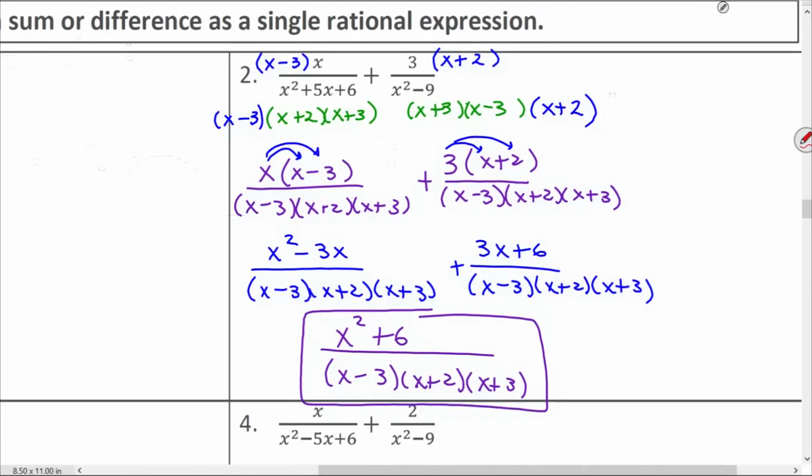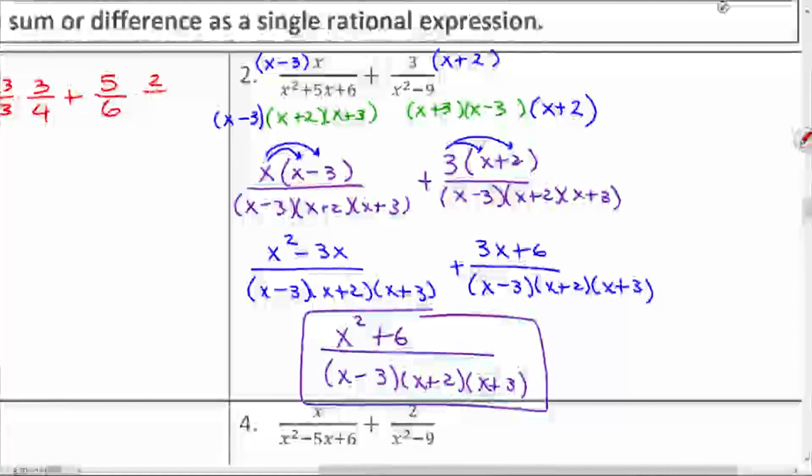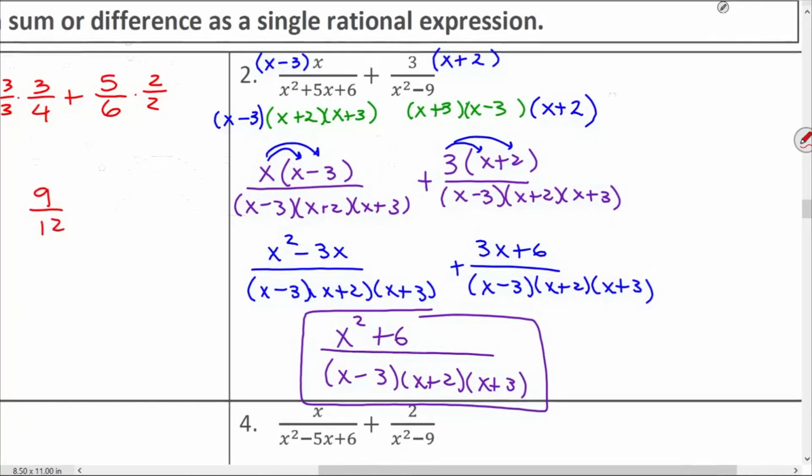And I'm really hoping you see the connection between this process and something like adding 3/4 plus 5/6. Okay? Again, you're looking, what factor does the other denominator have that this one doesn't? In this case, it's times 3 over 3, and over here, it's times 2 over 2. Okay? So you multiply top and bottom by that missing factor. Okay? You multiply them together and get 9/12 plus 10/12, okay? And then you keep that common denominator and combine the numerators together and get 19/12.